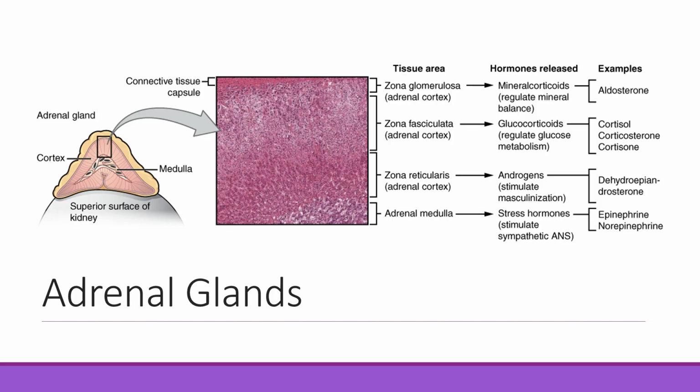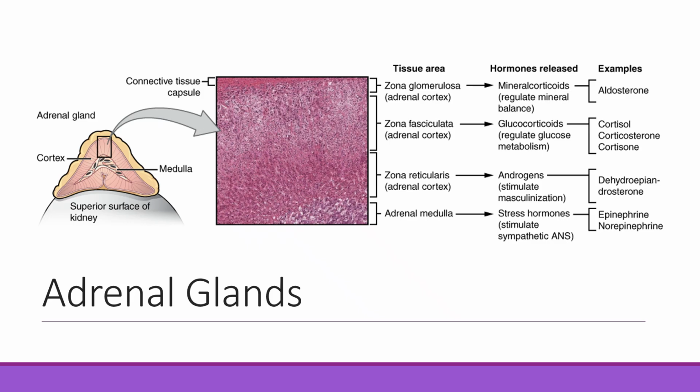Here we are looking at the adrenal gland on the left-hand side. Again, it's sitting on top of the kidney. It shows you the cortex, which is the pinkish area, and then the medulla in the very middle. In the middle image, it shows what that looks like under a micrograph, which is not super easy to see, but the cells do look different. Then the important part is the glomerulosa of the adrenal cortex. The hormones it releases are the mineralocorticoids. Mineral tells you they have something to do with mineral balance, and an example is aldosterone.